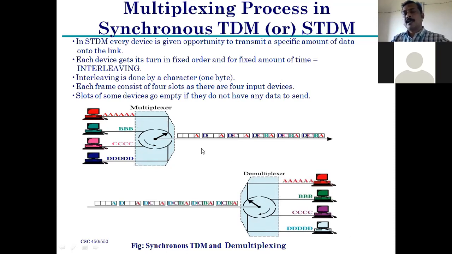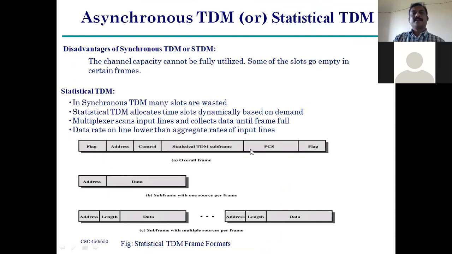This is the synchronous TDM, or STDM process, right? For multiplexing and demultiplexing. Coming to the next process, this is the asynchronous time division multiplexing. There is no systematic frame format for synchronous, but for asynchronous a systematic structure must be followed. So everyone should follow it when using the asynchronous time division multiplexing technique. Must know about this structure.